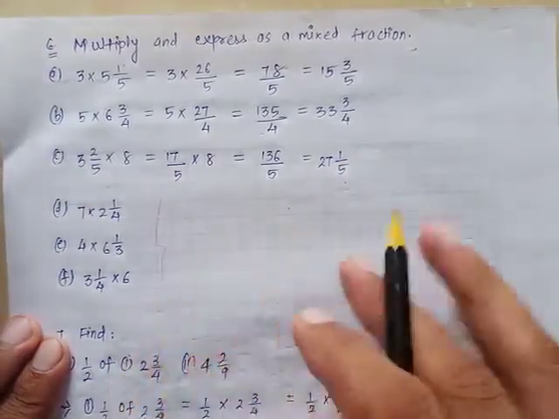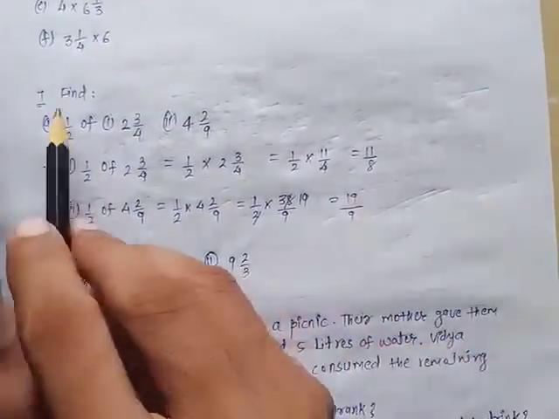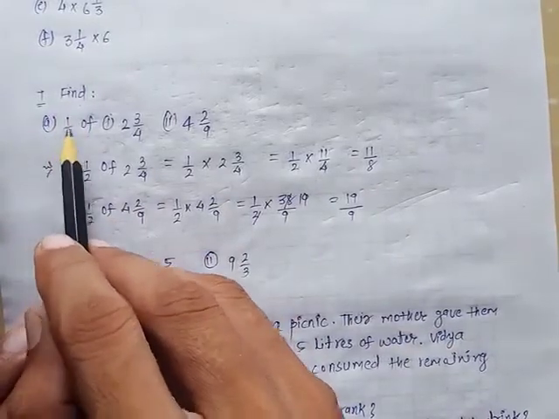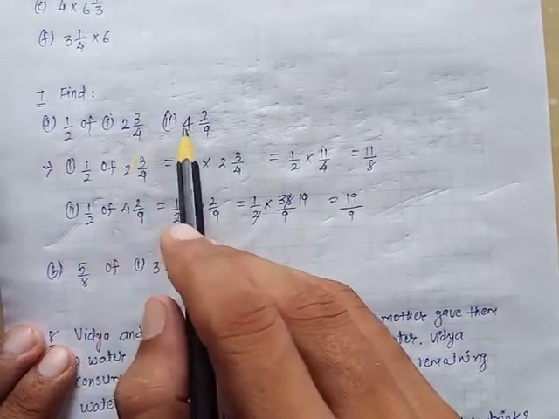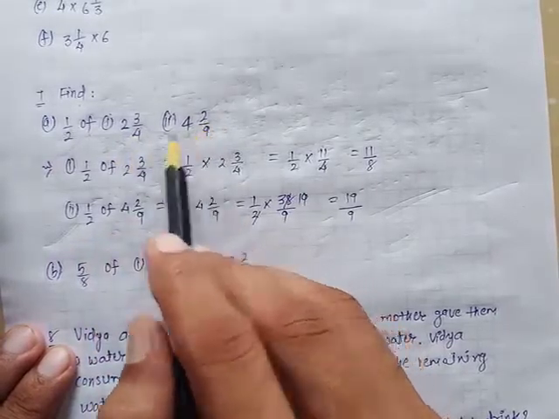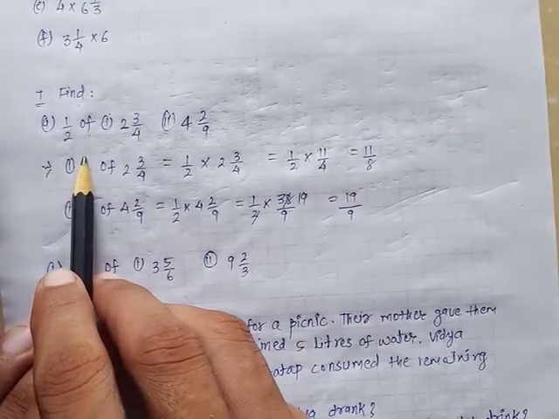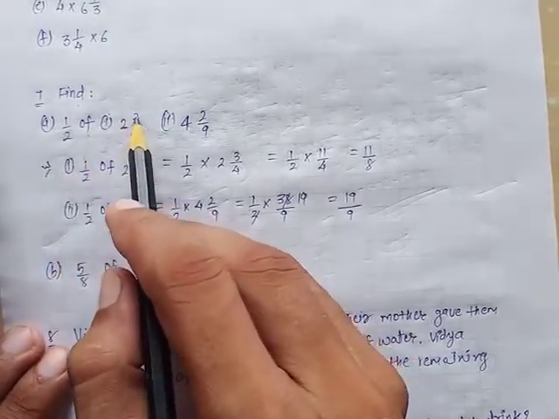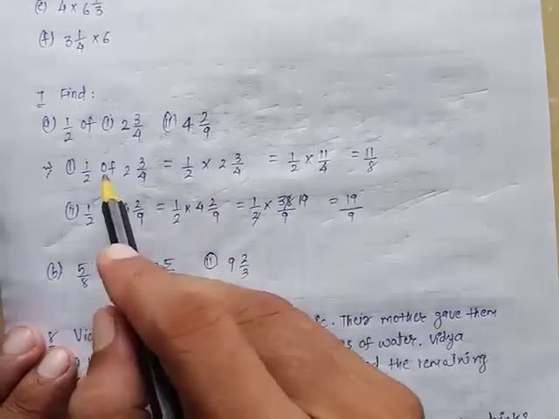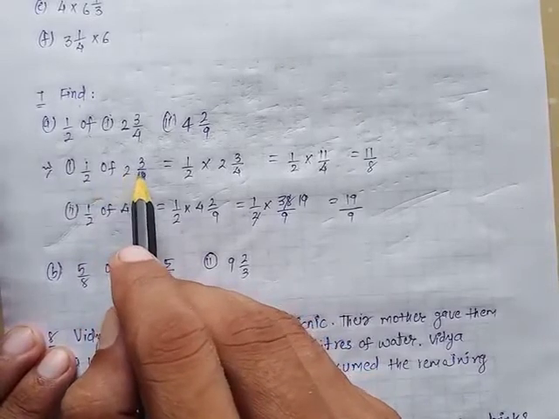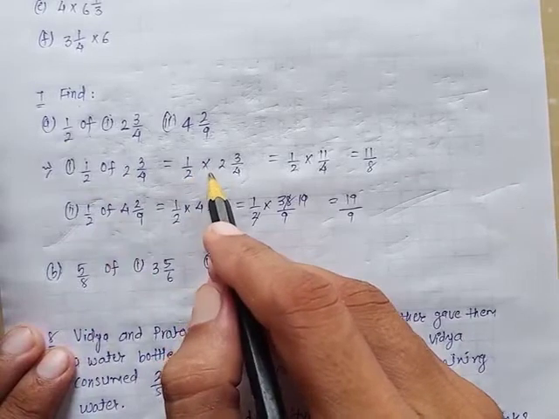Now this question is for you as homework. Find A, 1 by 2 of first 2 integer 3 upon 4 and second 4 integer 2 upon 9. This question is same as the question number 5, but there is a difference. There is a mixed fraction and there was a simple number, complete number. Now 1 by 2 of 2 integer 3 upon 4. I just told you that if we remove off, then we have to use multiplication sign here.